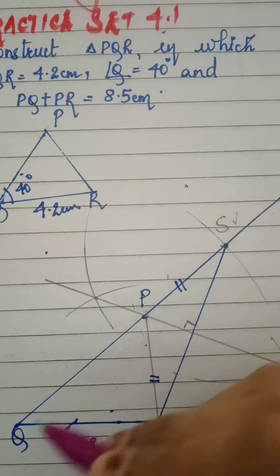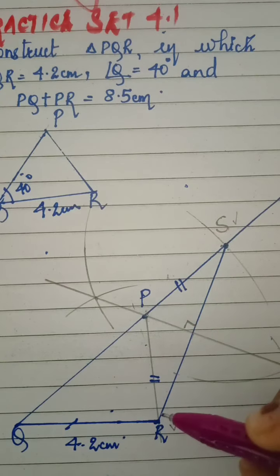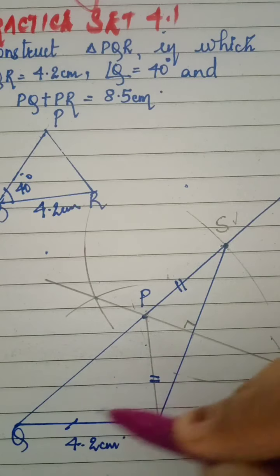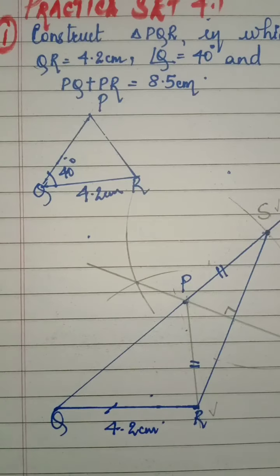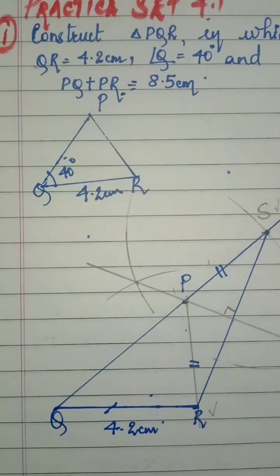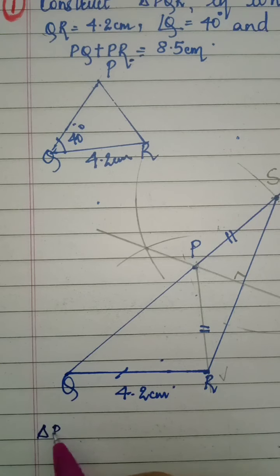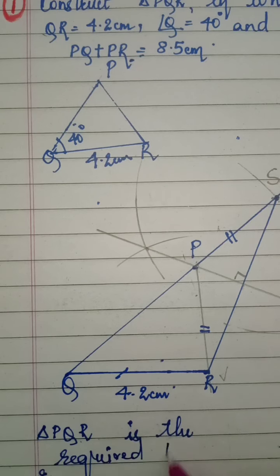So this is our point P. PQ is 4.1, PR is 4.4, and the total of PQ plus PR, 4.4 plus 4.1, we got 8.5. This is how you should construct the triangle when you have the sum of two sides and the third side given. Is it clear? Finally, you will write down: triangle PQR is the required triangle. Okay?